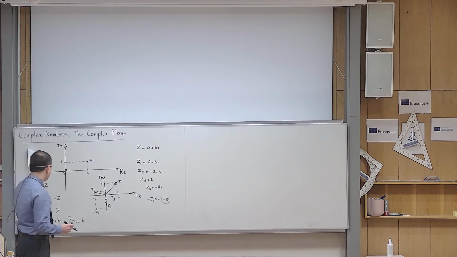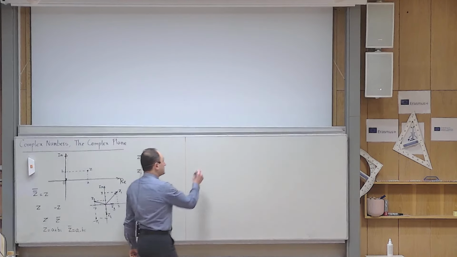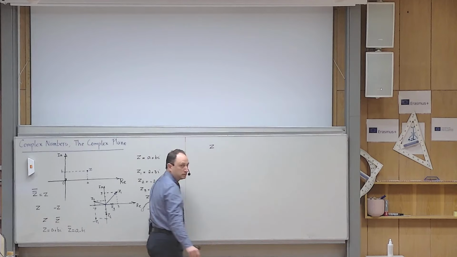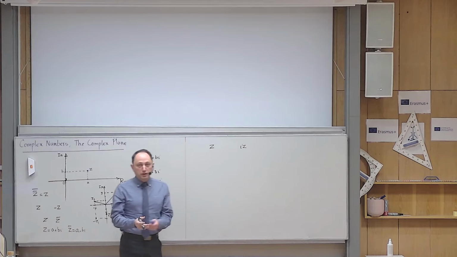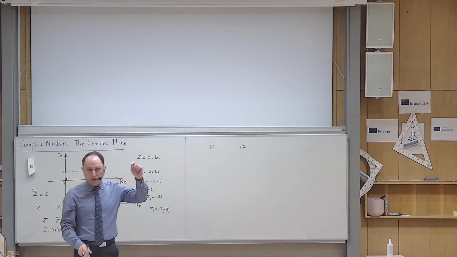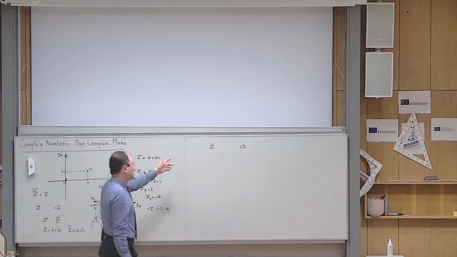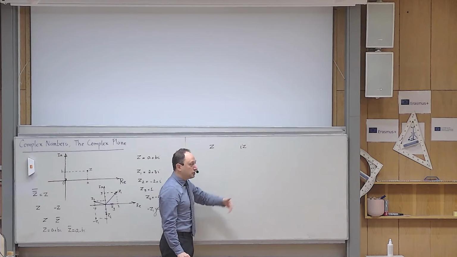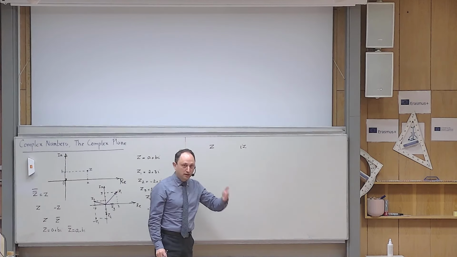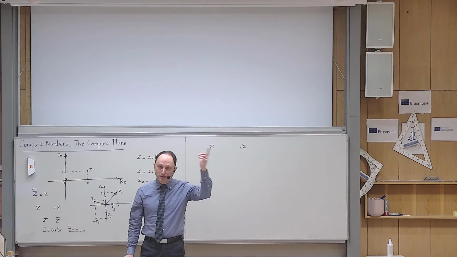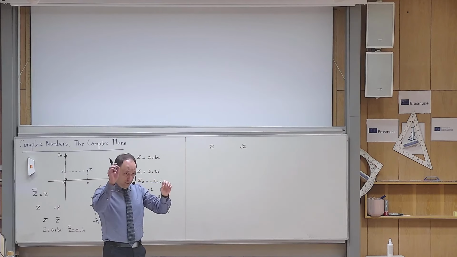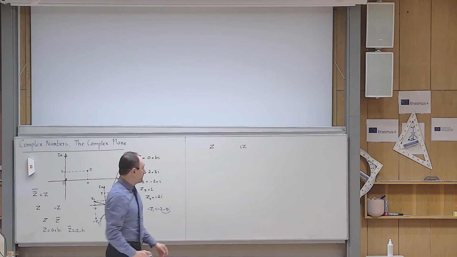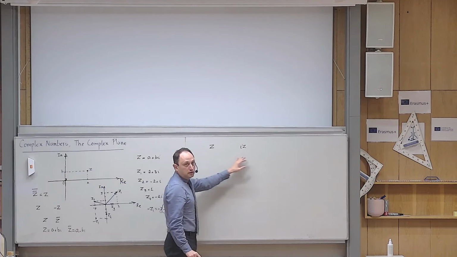Okay, a little bit harder question is, what happens if I have a complex number and I just multiply it by i? If you have a complex number, it is represented by a point. If you multiply that complex number by i, it becomes a new complex number. That new complex number is also represented by a new point. My question is, how are these two points related, the original point and the new point?